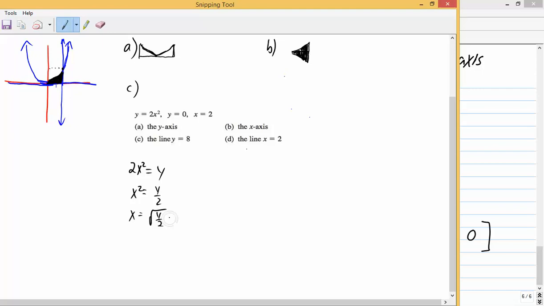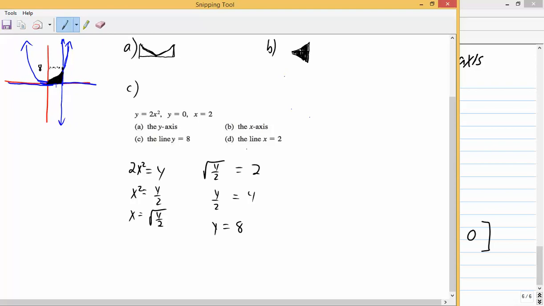Okay, I just want to double check and see. So if I set this equation equal to x equals 2, and I squared both sides, then I do get y equals 8. So yes, this is y equals 8 right here.